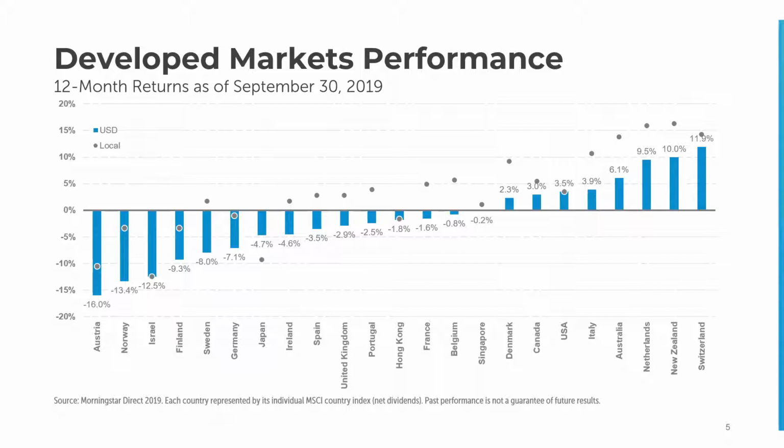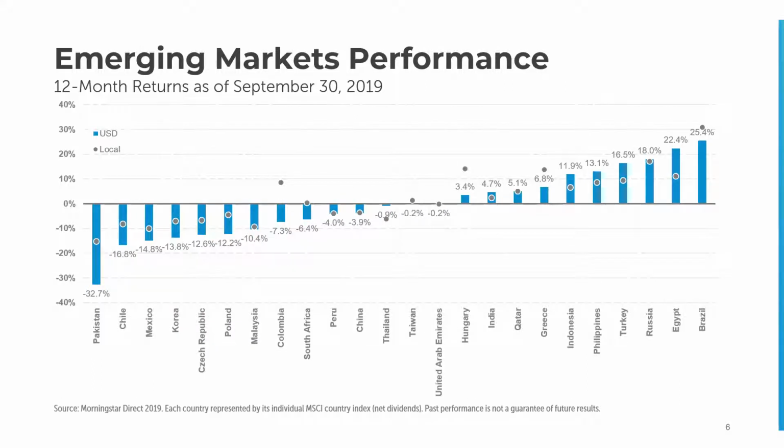The dots on or near each country's bar represent how the local stock market performed over the past 12 months. In most cases, stock market returns measured in the local market currency were better than when converted to the US dollar. This is because the US dollar appreciated in value versus most currencies over this time period. A similar trend with an even wider range of returns occurred in the stock markets of emerging countries. Brazil had the best return, and Pakistan had the largest decline over this 12-month period.